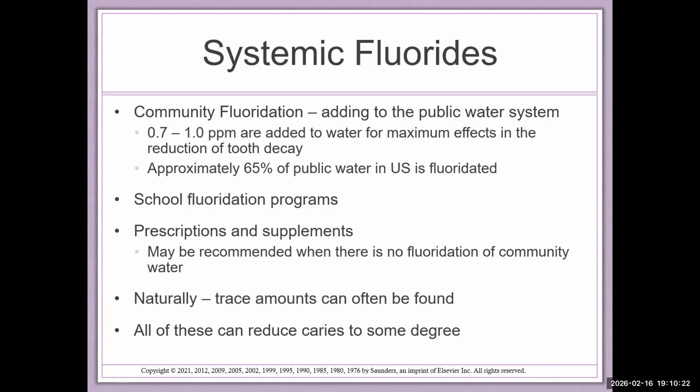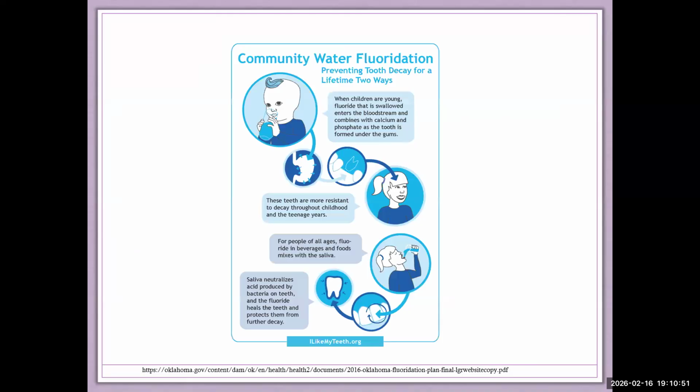And usually a dentist in that area that's treating the community pretty much knows that that area doesn't have fluoride, or knows the status of the fluoride in their community water. And then, of course, there are natural ones. Trace amounts of fluoride can be found. All of these can reduce caries to some degree. To some degree, we can only do so much.